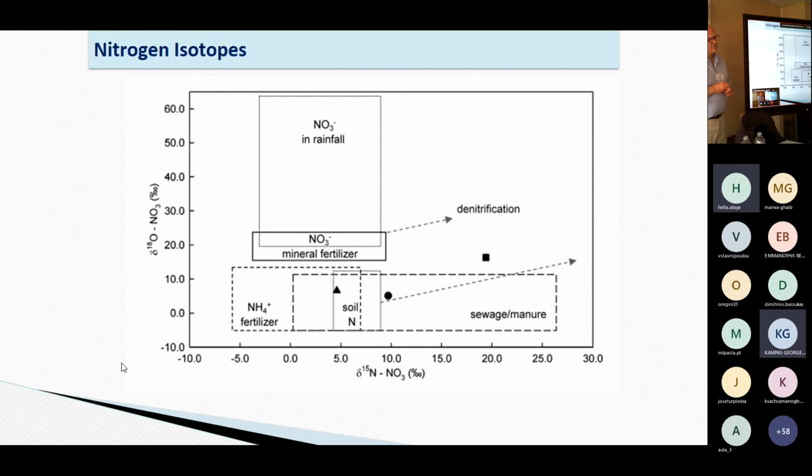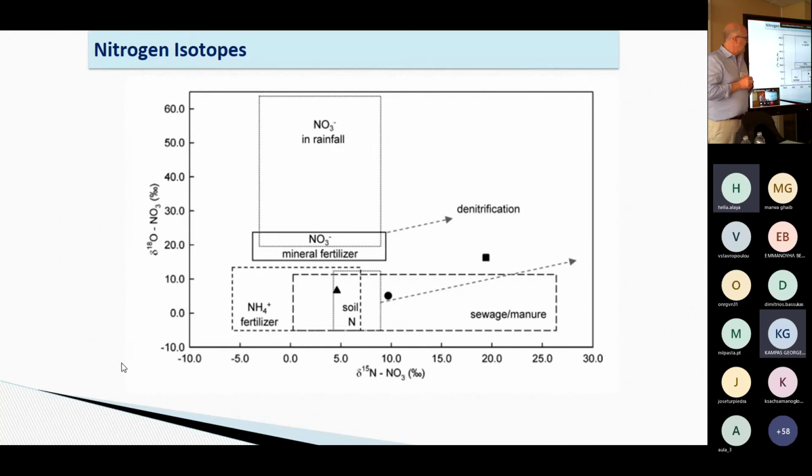There's a second application to this, and that is in the detection of denitrification. So denitrification will actually induce a change that follows the arrows. So if you have denitrification, you get an evolution along the arrows. So you need to take more samples from the same hydrological system to be sure, but when you have an evolution along this, then you can be sure that this is a denitrification.